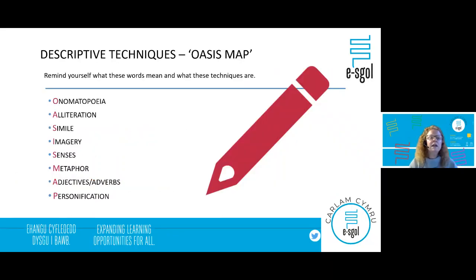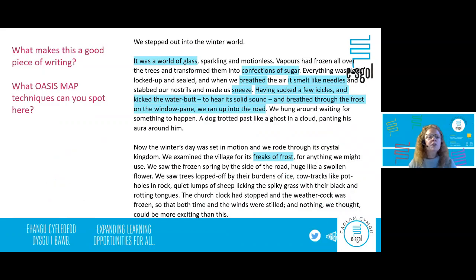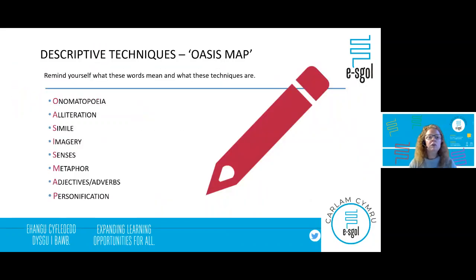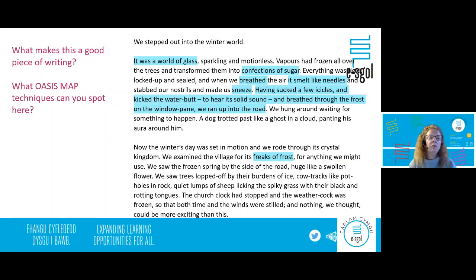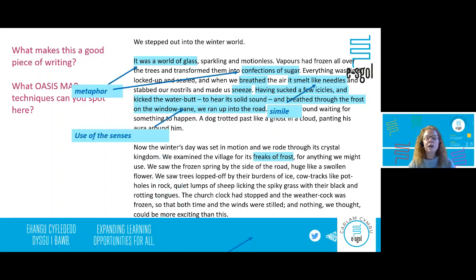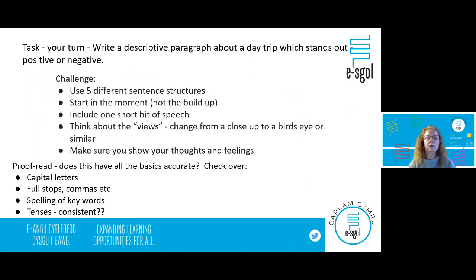And then what I've done is I've broken down a whole pile of different descriptive techniques for you. This is worth having a look at, but I'm going to whiz through it now because I'm aware that there's not much time. I've told you what the Oasis map techniques are. Definitely look them up if you don't know any of them. And then I've shown you a piece of writing with the Oasis map techniques in it to give you some ideas of what it looks like. Okay, and then I've broken them down for you and you can go back and look at those ones.